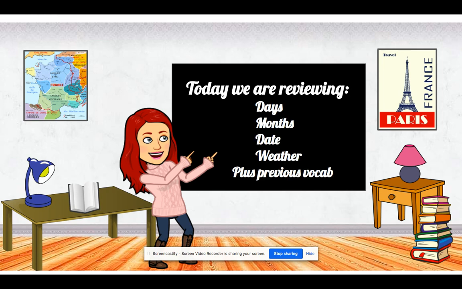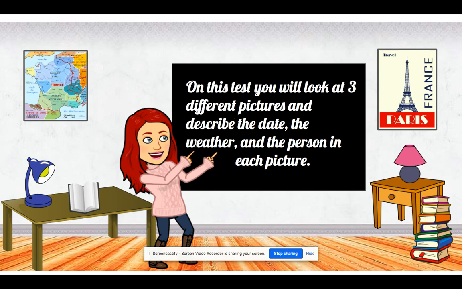So today, while we're reviewing for the test, what we're reviewing is the days, the months, the date, the weather, and some previous vocabulary having to do with people. And remember that whenever we take a test, that test will probably include vocabulary from previous chapters or lessons. That way, we're always making sure we haven't forgotten anything. So, on this test, you'll look at 3 different pictures, and you're going to describe the date, the weather, and the person in each picture.